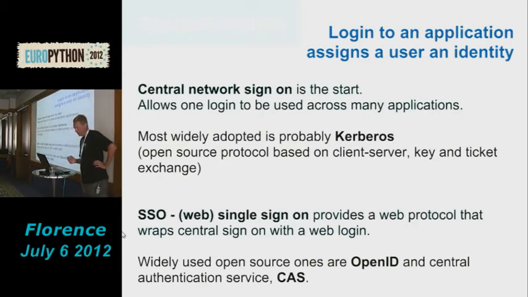So if I start the first part of the talk, it's going to deal with the details of how this all works. So initially you have something at a network level. You've got central network kind of sign-on as a start, and then probably the most widely adopted one, Kerberos, which interestingly was invented around the time that Python was invented at MIT as part of Project Athena, I think it was called, and they did X Windows, and they came up with Kerberos.